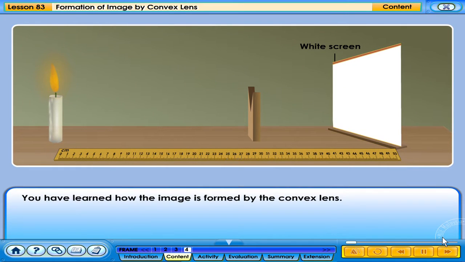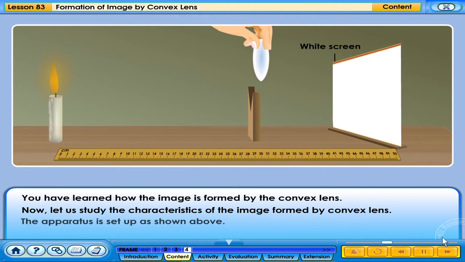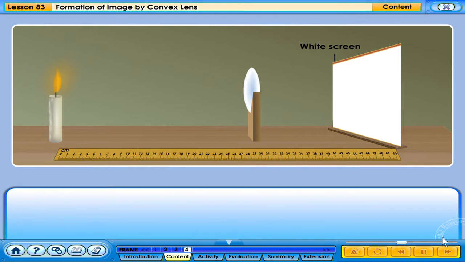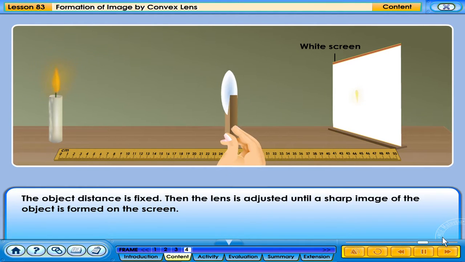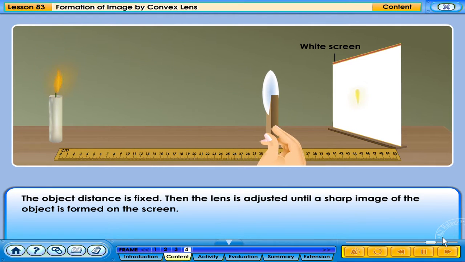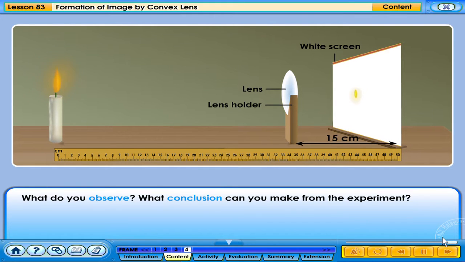You have learned how the image is formed by the convex lens. Now, let us study the characteristics of the image formed by a convex lens. The apparatus is set up as shown above. The object distance is fixed. Then the lens is adjusted until a sharp image of the object is formed on the screen. What do you observe? What conclusion can you make from the experiment?